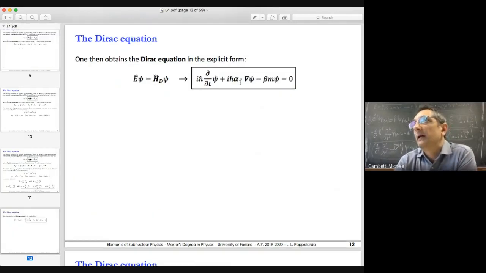So now, when we write explicitly the Dirac Hamiltonian, we obtain the Dirac equation in this explicit form, where, let me remind you once more, the time derivative and the spatial derivative come at first order.